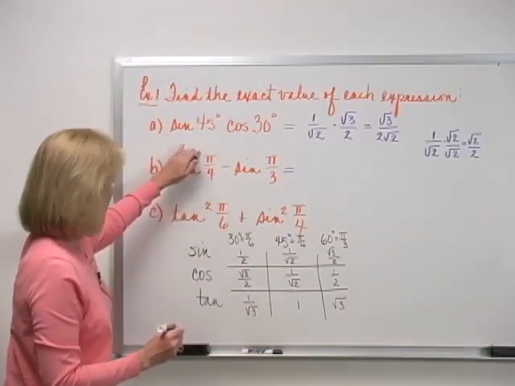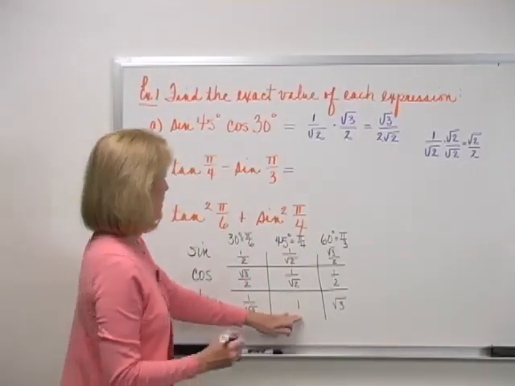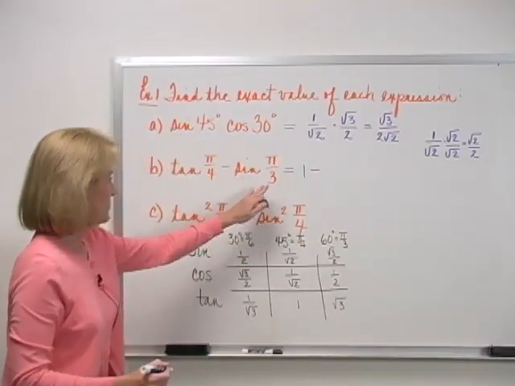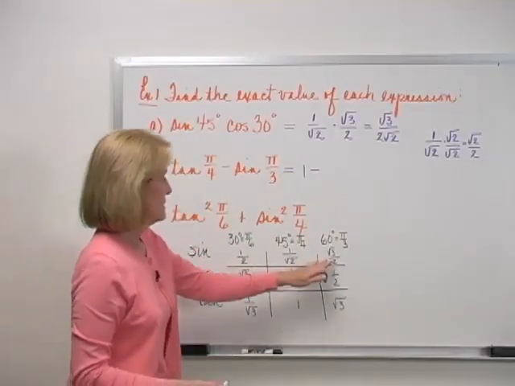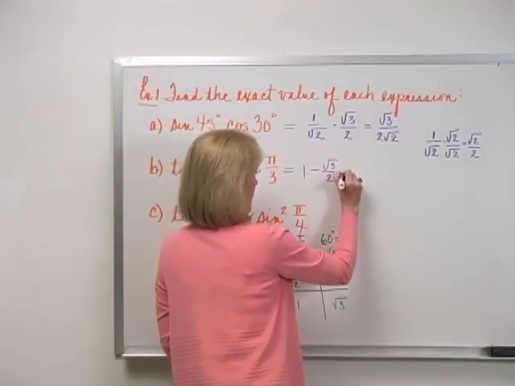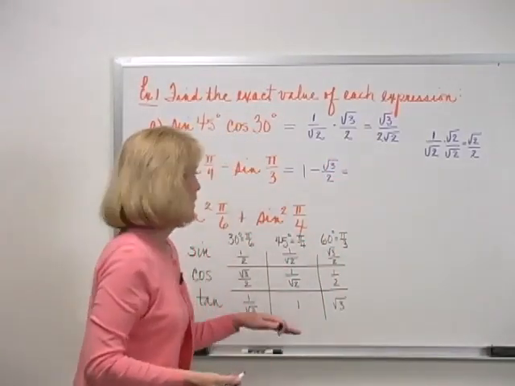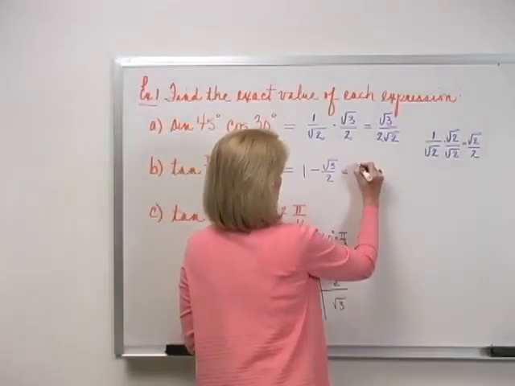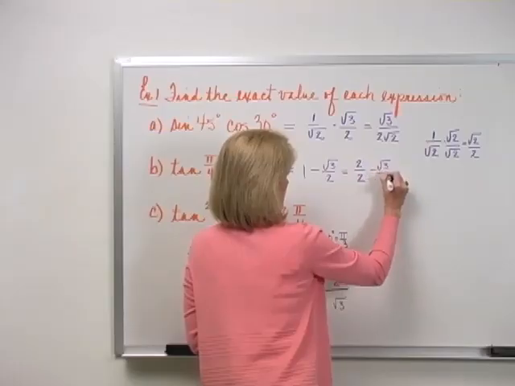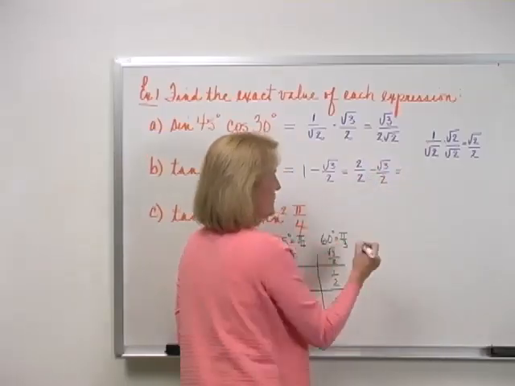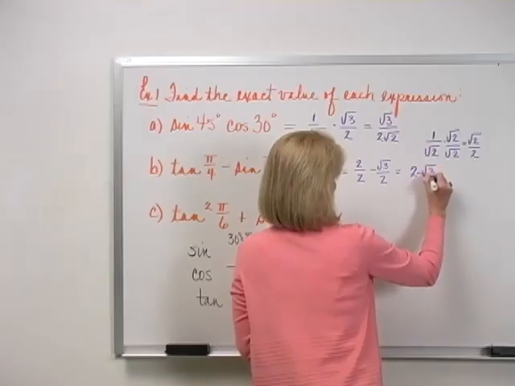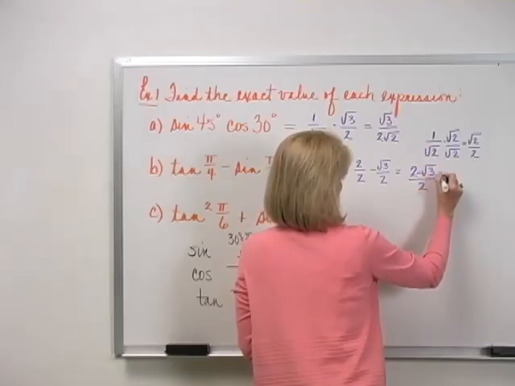The tangent of pi over 4. Okay, well the tangent of pi over 4 is 1, and the sine of pi over 3, which is 60 degrees, is the square root of 3 over 2. Now how can we simplify this? Well, we can get a common denominator, so we write 1 as 2 over 2, and then subtract the square root of 3 over 2. We can combine the terms in the numerator over the denominator.